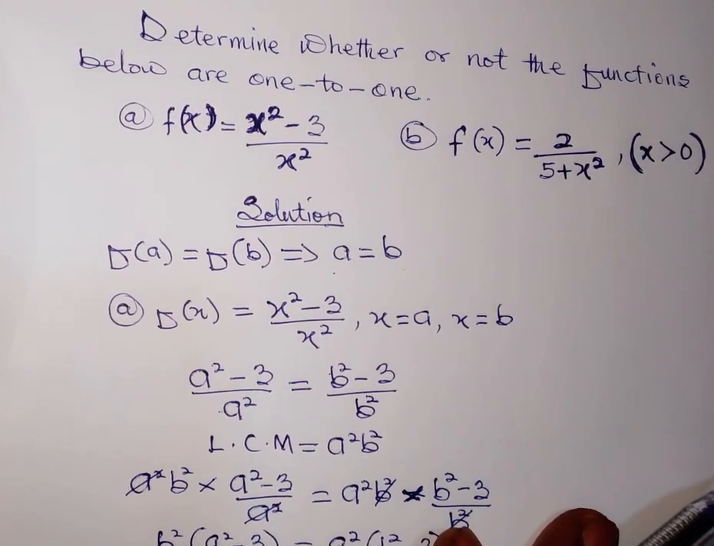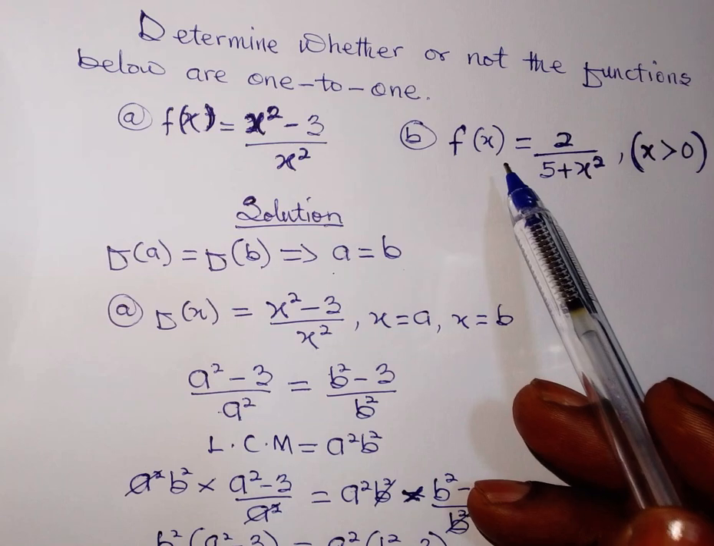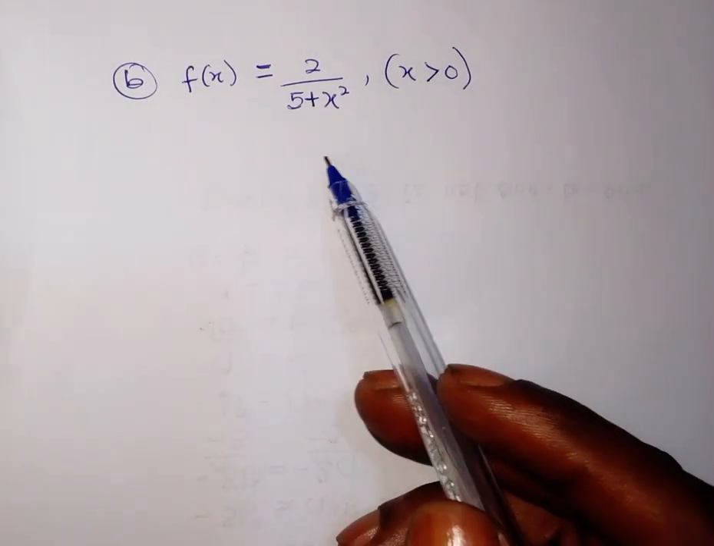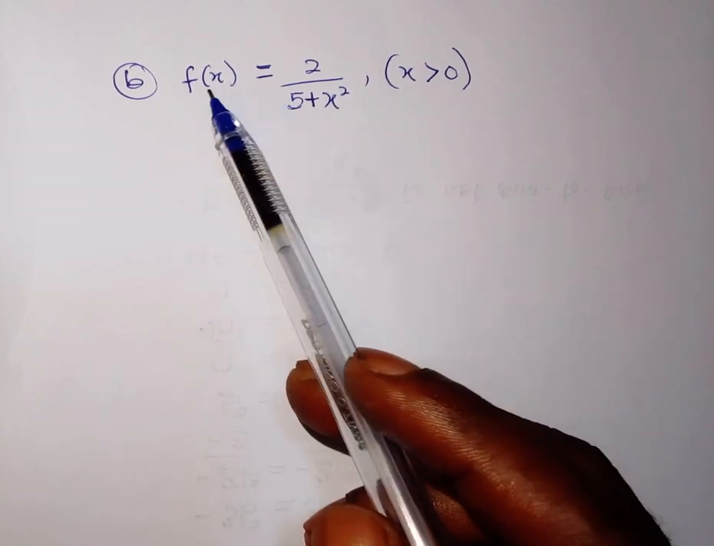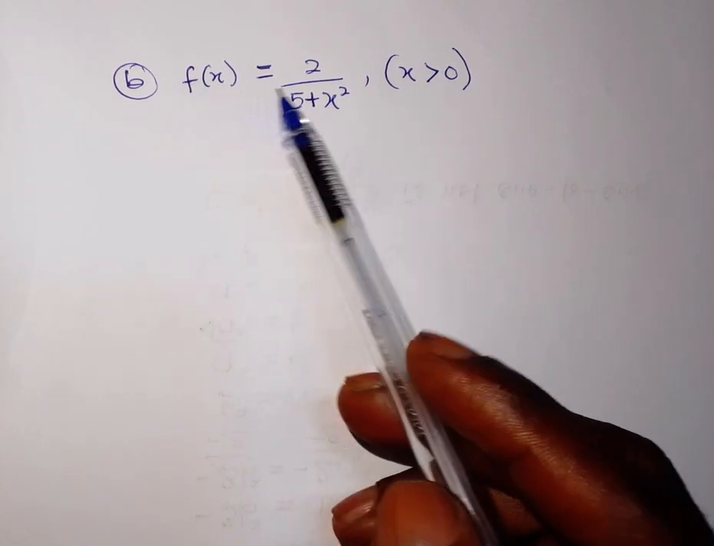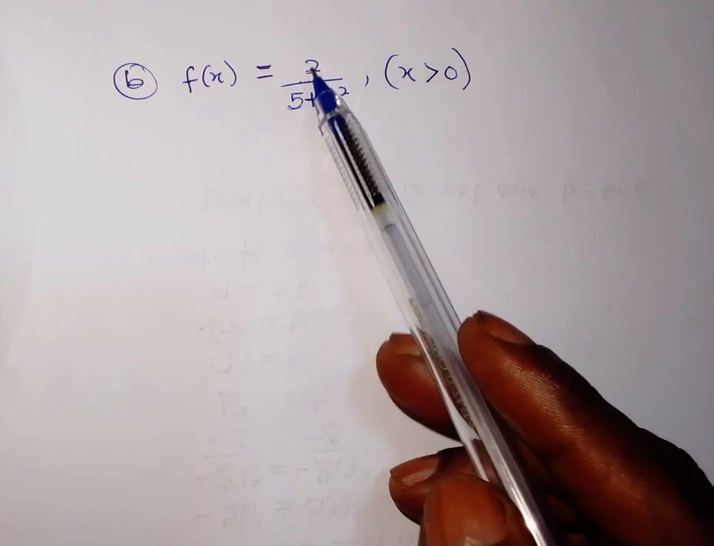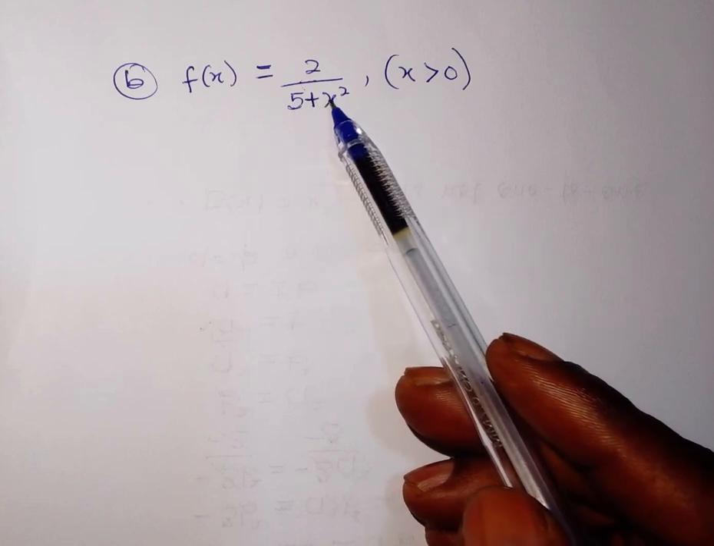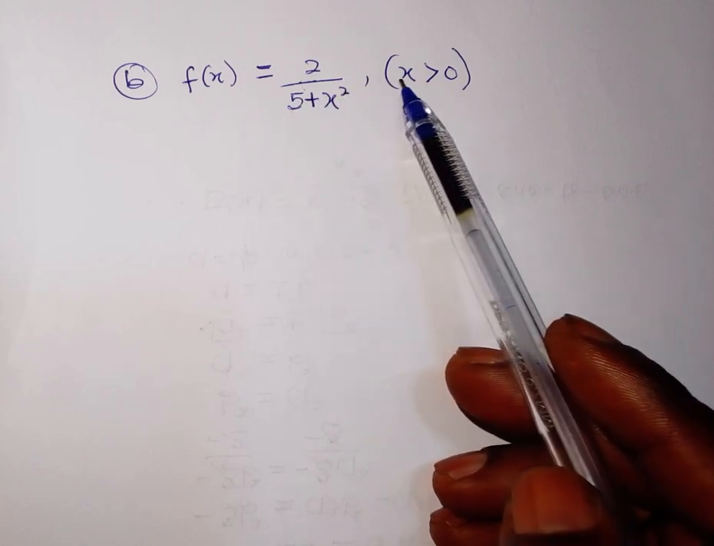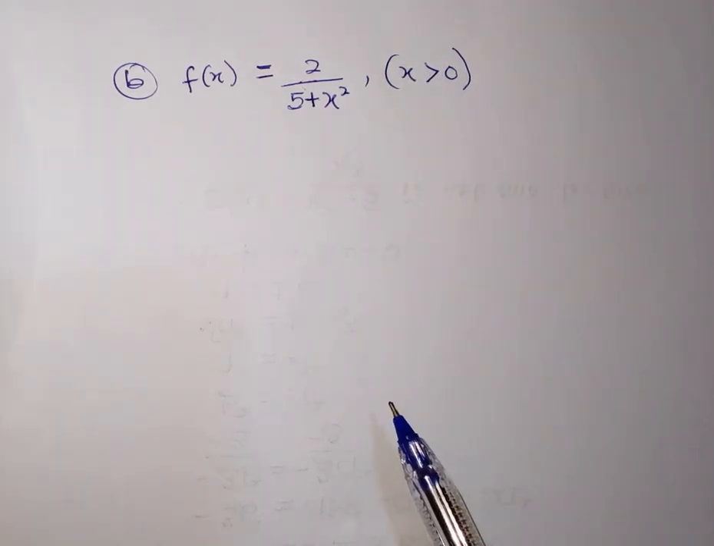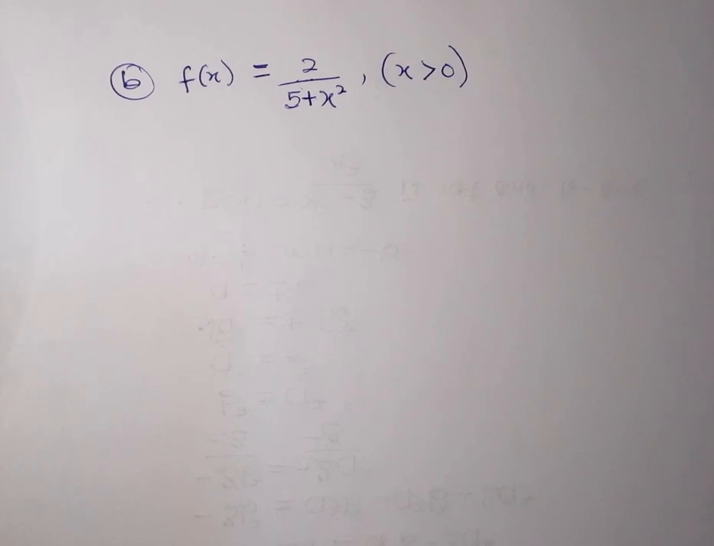Let's look at the second example. Great. So this is the second example. All right. So in this example, we are given f at x being equal to the expression 2 all divided by 5 plus x squared, given the condition where x is greater than 0. All right. Great. So we are going to determine whether this one is also 1 to 1.